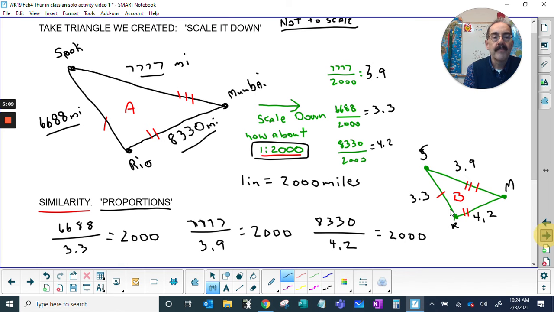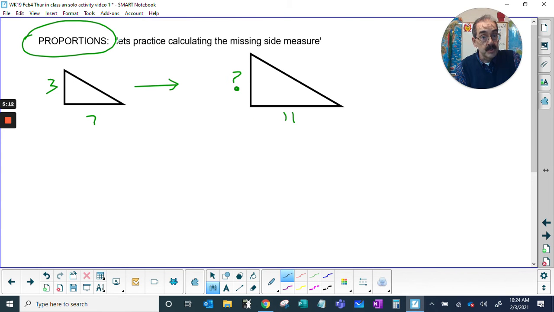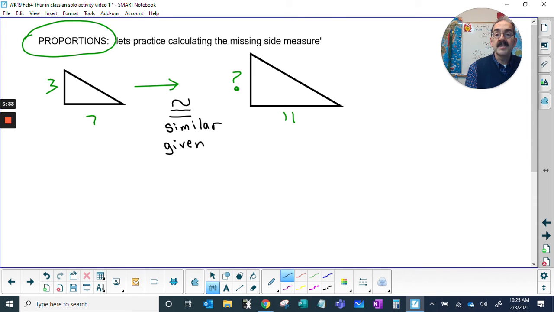Now, the skill that we're learning is proportions. If we know certain things, okay, and we're going to call these similar triangles. Okay, we are given similar triangles. If we know they're similar, then we can set up a proportion. Okay, we're not told the scale factor, we have to calculate it.